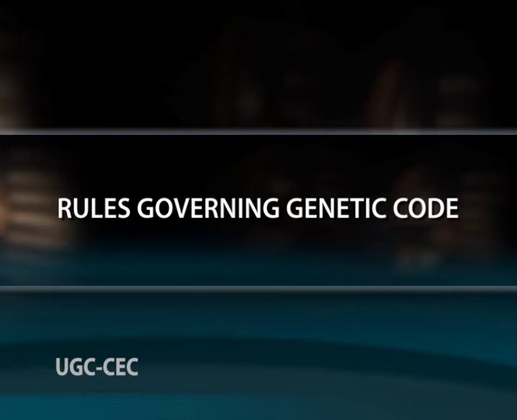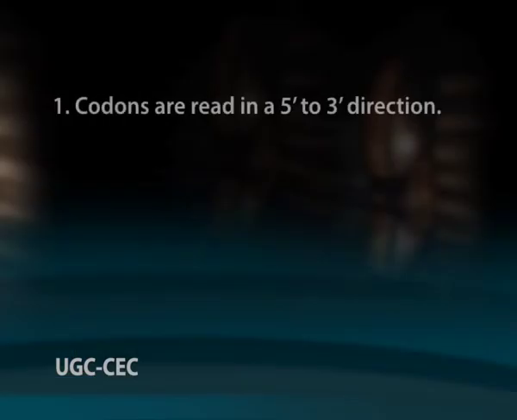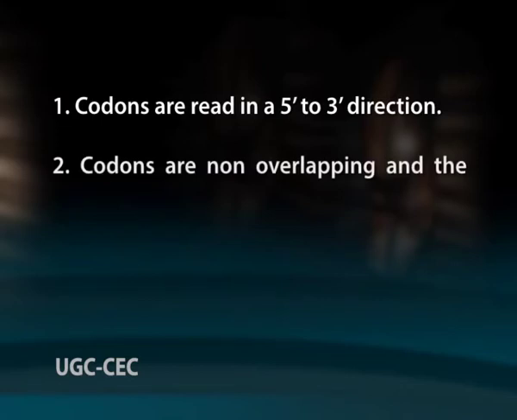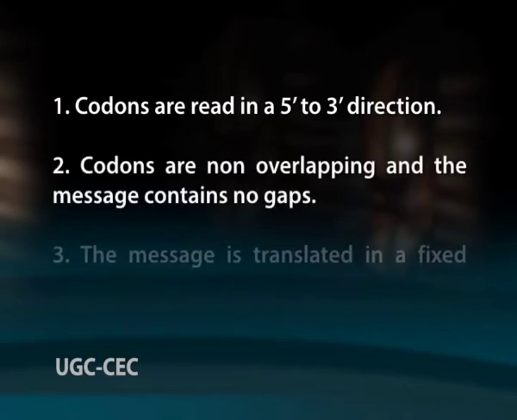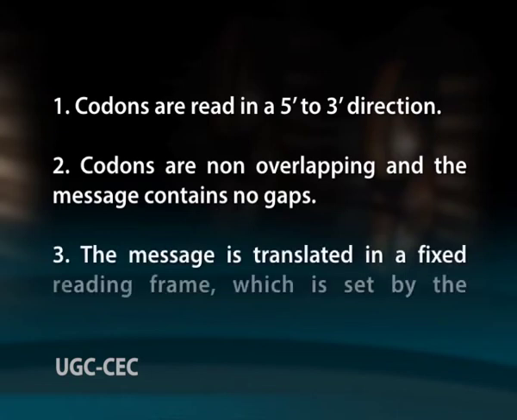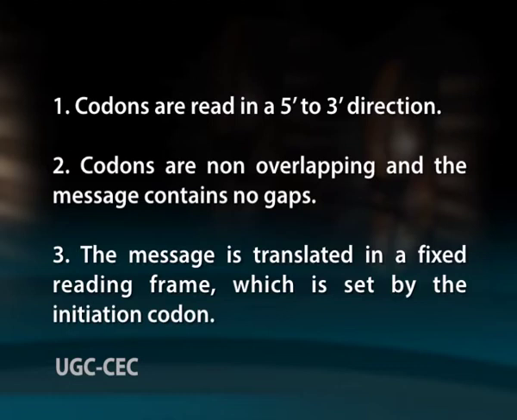Rules governing the genetic code. The genetic code is subject to 3 rules that govern the arrangement and use of codons in the messenger RNA. 1. Codons are read in a 5' to 3' direction. 2. Codons are non-overlapping and the message contains no gaps. 3. The message is translated in a fixed reading frame, which is set by the initiation codon.